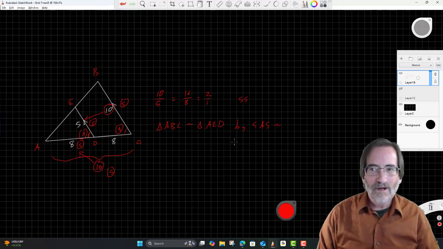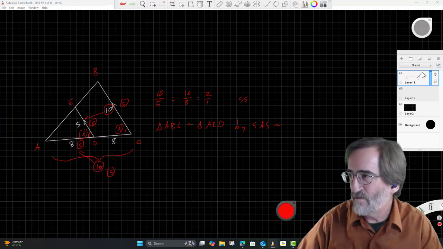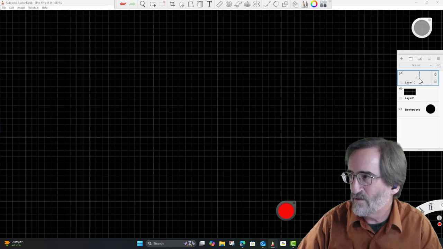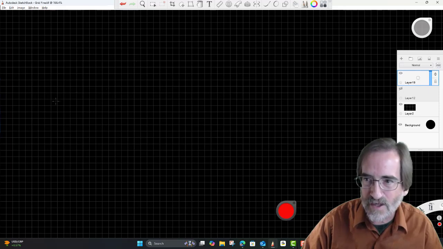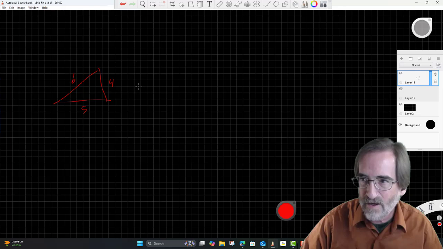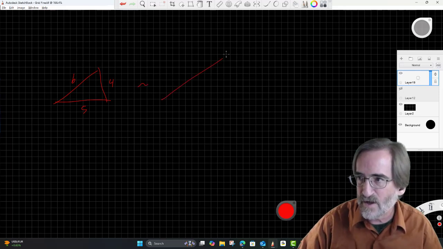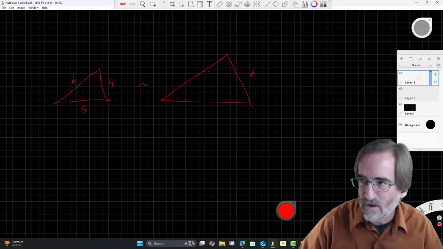Okay, all right. And then sometimes you'll be asked to find missing parts. So here's another example of a problem you might be asked. Let's say we've got two triangles, and I will forego using the sketch tools. Let's say this side is 6, this side is 4, and this side is 5. And this is similar to this triangle, in which this side is 6, and this side is unknown, and this side is unknown.